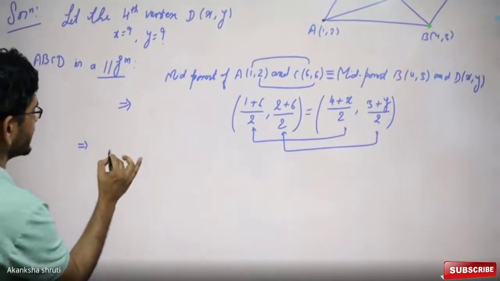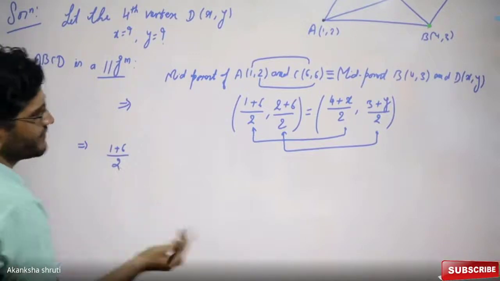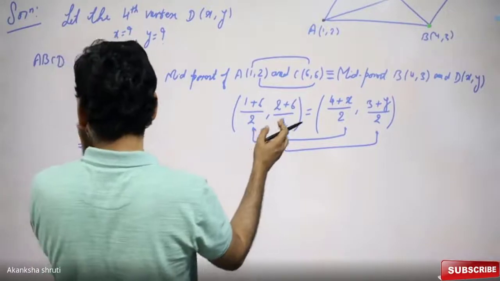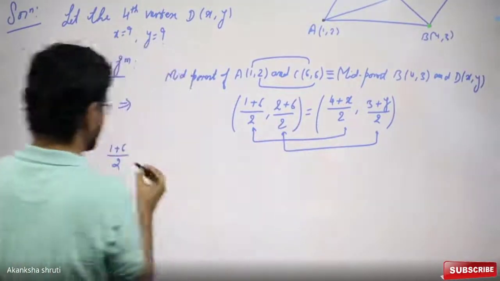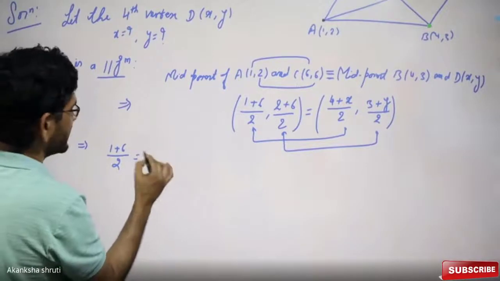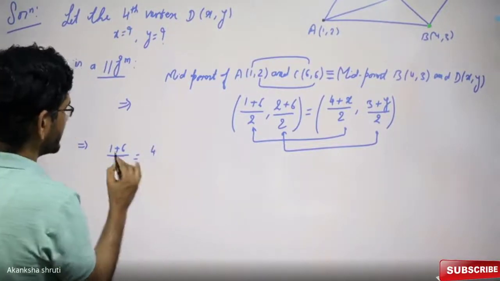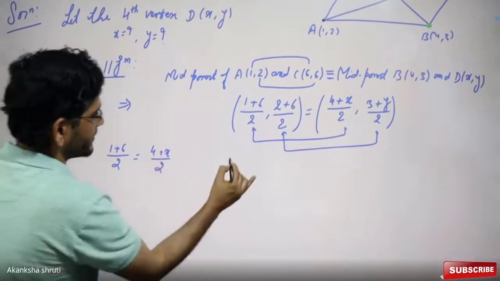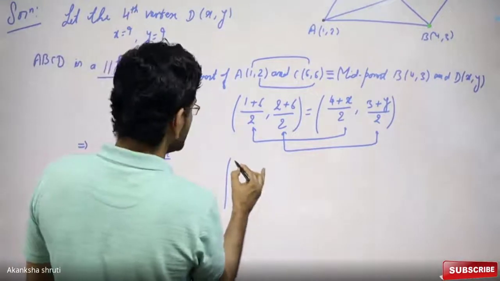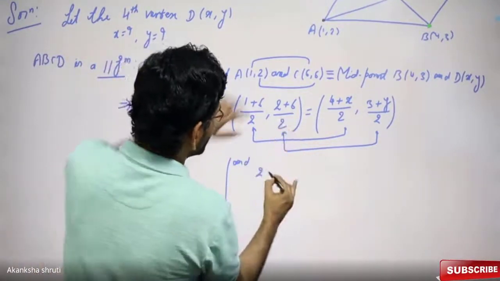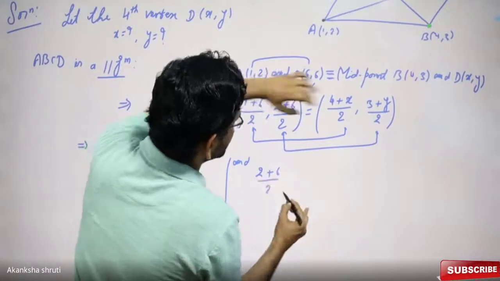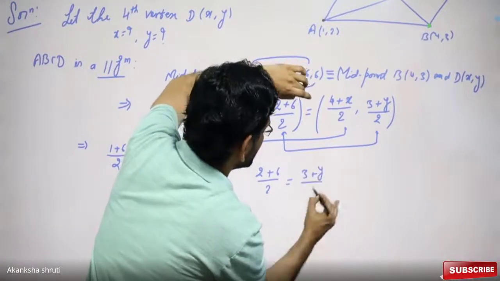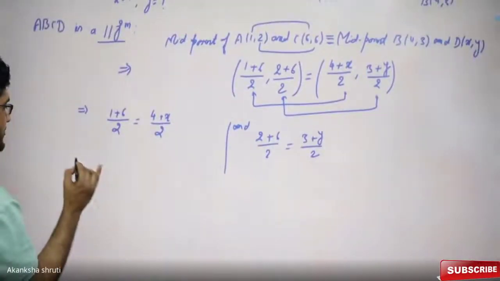So equating their x coordinate, (1 plus 6) by 2. Even, students, we may simplify it one step ahead and then equate, or you may directly equate it here because 2 will get cancelled. That will be helpful, or rather less calculation. Therefore, (1 plus 6) by 2 is equal to (4 plus x) by 2. Their x coordinate we have equated. Another time, we have for their y coordinate, (2 plus 6) by 2, equal to (3 plus y) by 2. Students, from this we have to find the x and y.